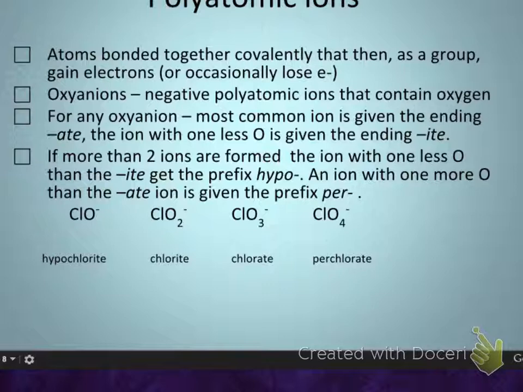The way the naming convention on these works is that whatever is the most common ion gets the ATE ending. So between nitrate and nitrite, guess which one's more common? Nitrate. Of all of the possible combinations of chlorine and oxygen that form polyatomic oxyanions, the most common is the chlorate ion. Now in this case, that's ClO3. Whatever has 1 less oxygen than the most common gets an ITE ending.